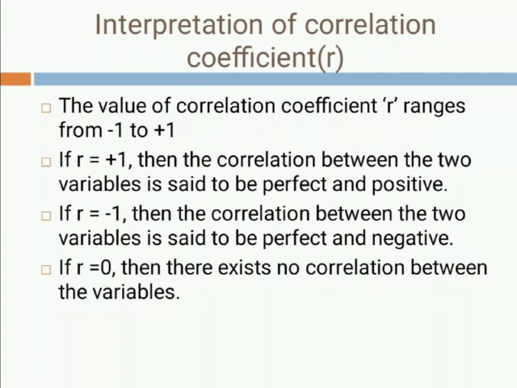After this, we have the interpretation of the coefficient of correlation. In this, we have a direction from positive to negative. If r is equal to +1, then the two variables are perfectly positively correlated, in the same direction. If r is equal to -1, the two variables are perfectly negatively correlated, and if r is equal to 0, then the two variables are not correlated. It means that there exists no correlation between the variables.